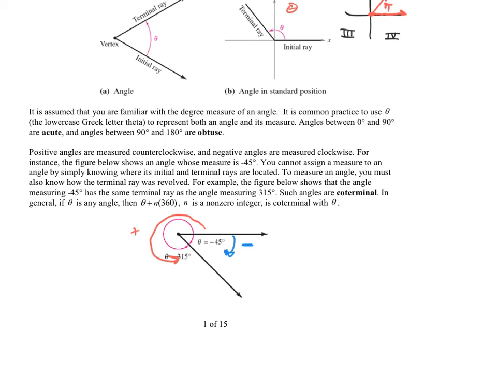Okay? So it says, in general, if theta is any angle, theta plus n times 360, where n is a non-zero integer, is coterminal. So if you remember, 360 degrees is a full circle. So it says, look, we can add or subtract any multiple of 360 degrees, and we're going to end up in the exact same place. Why does that help us?